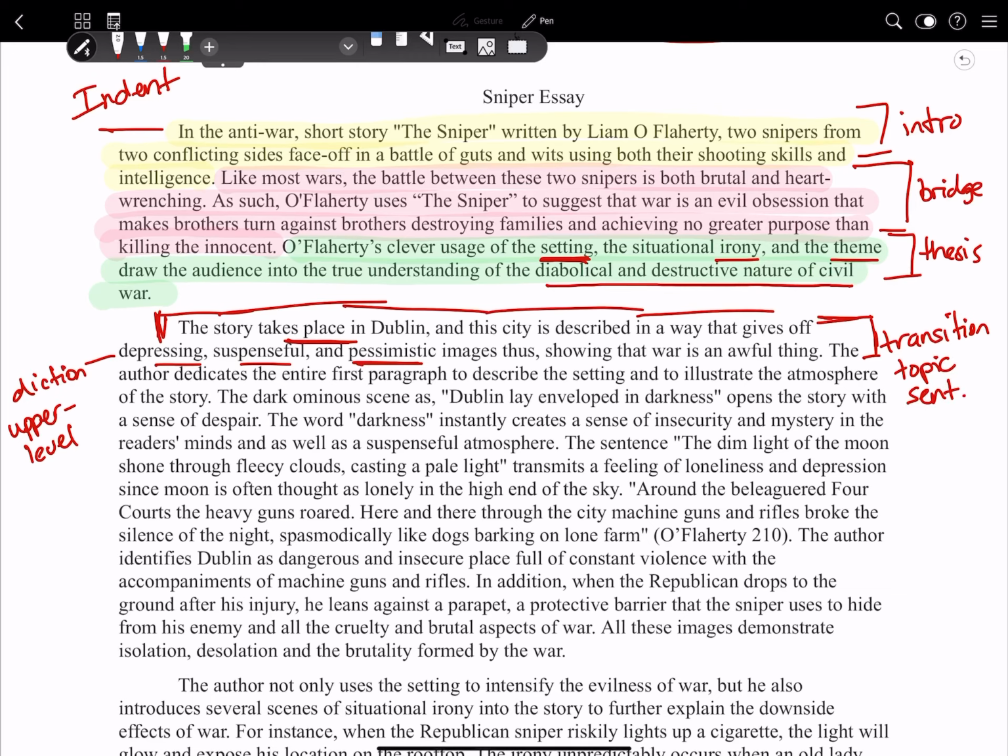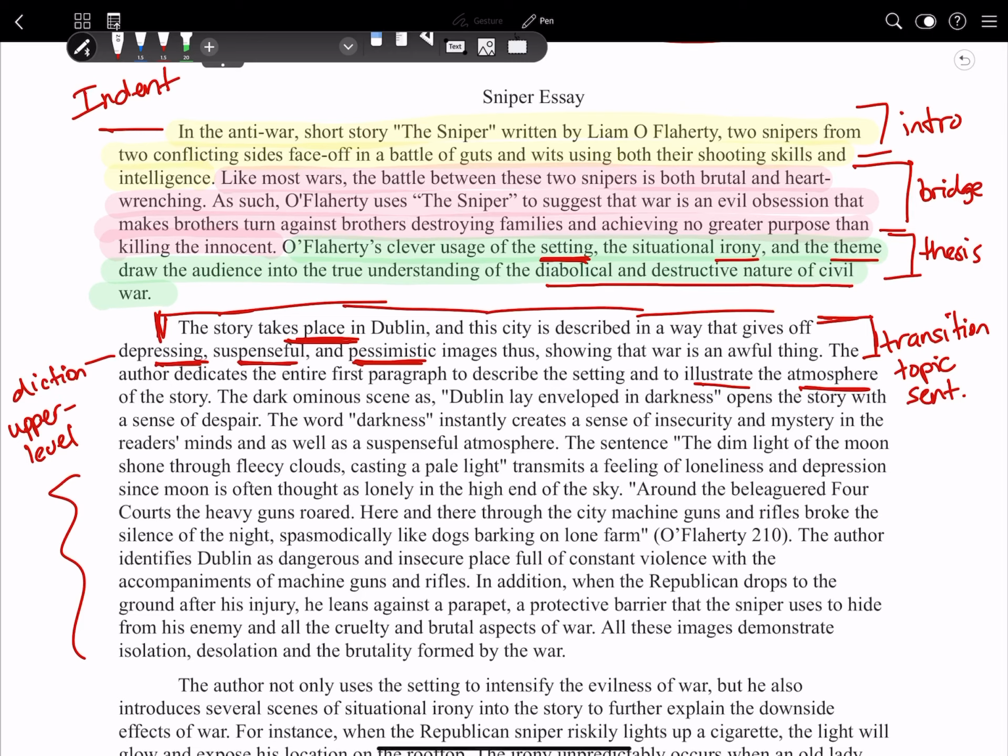So I know in this paragraph right here that she is going to be talking about where it takes place and the fact that it's depressing, suspenseful, and pessimistic. Overall, it's just bad, is what she's going to be telling us, except with upper level diction, of course. The author dedicates the entire first paragraph to describe the setting and to illustrate, good diction, the atmosphere of the story. Atmosphere connects back to setting.